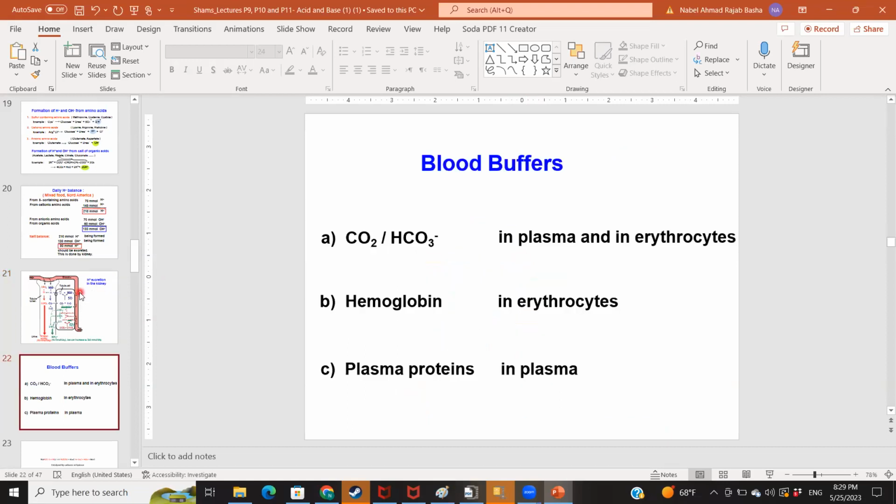So, okay, let's move to the next part. So we have blood buffers. Blood buffers are three types: the carbon dioxide bicarbonate system, hemoglobins, and plasma proteins. So let's start with the first one, bicarbonate. How is bicarbonate a buffer?